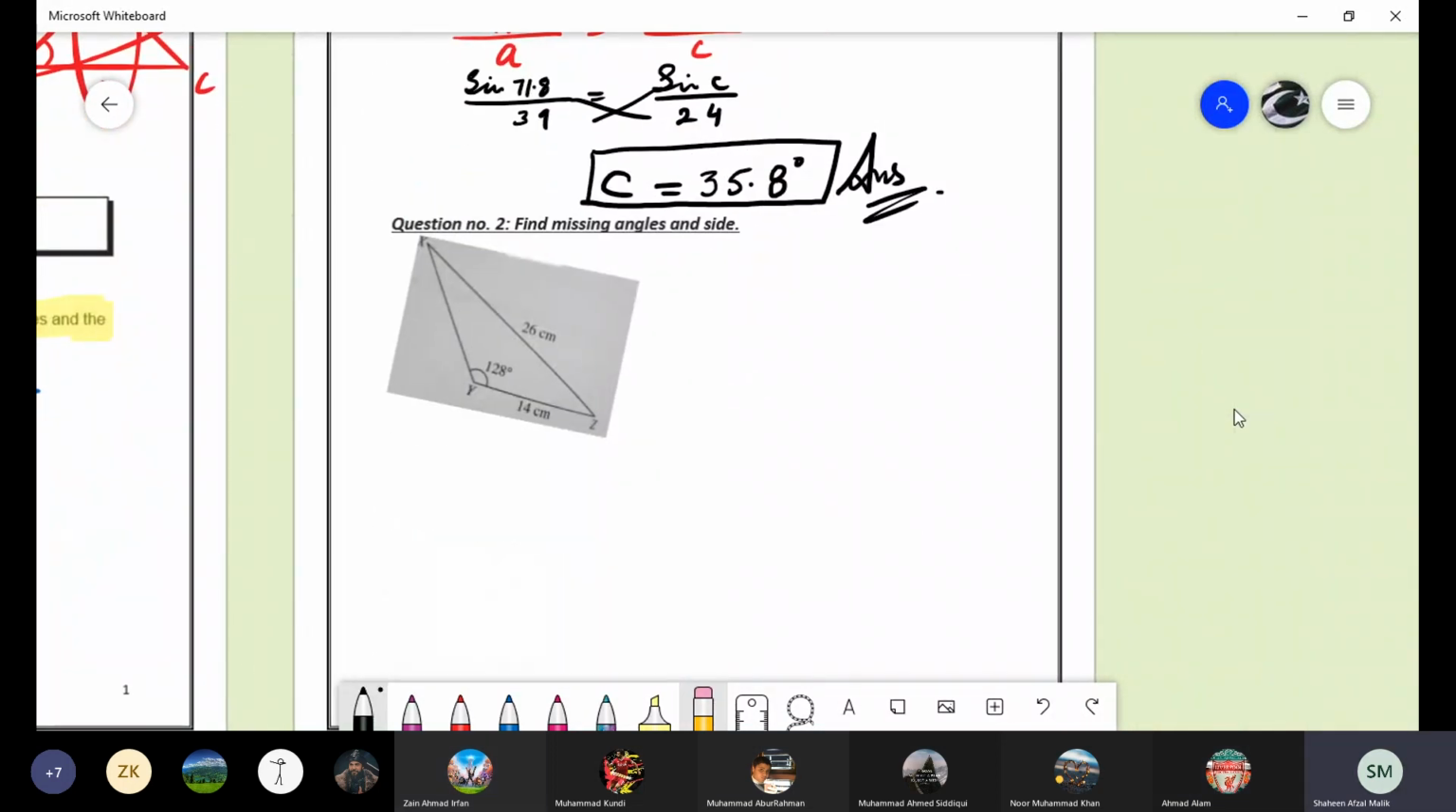Question number 2 is find the missing angles and sides. All the missing angles and all the missing sides you have to find out. We can see here, just name the triangle: opposite to x, this side is x, opposite to y, this side is y.